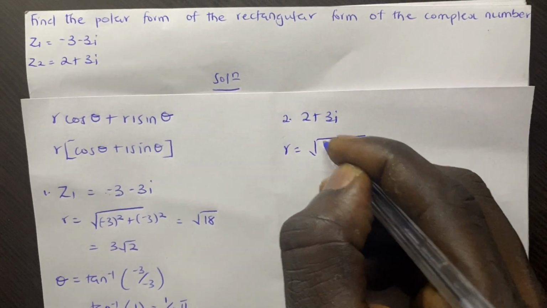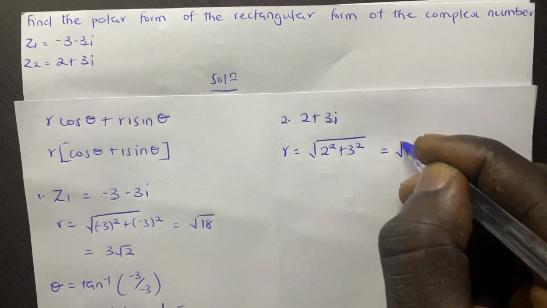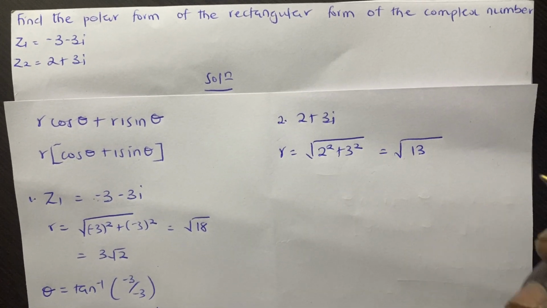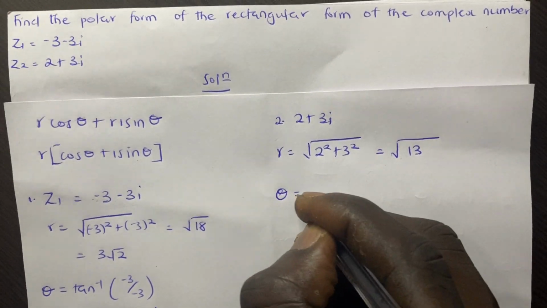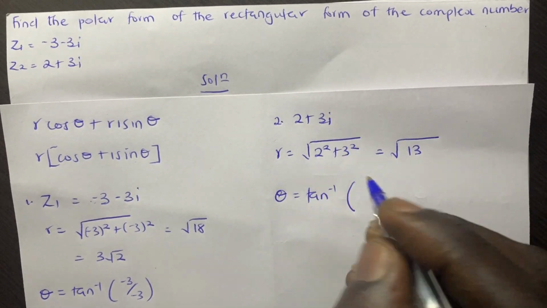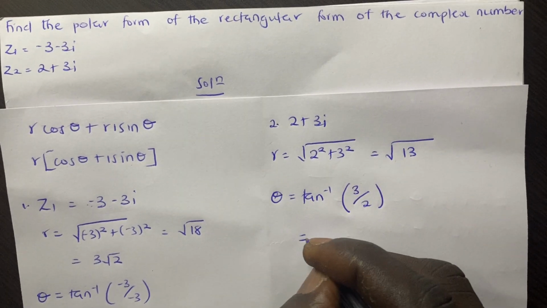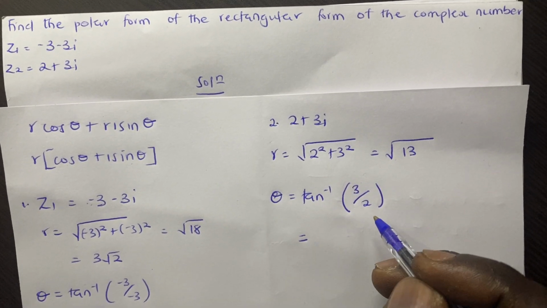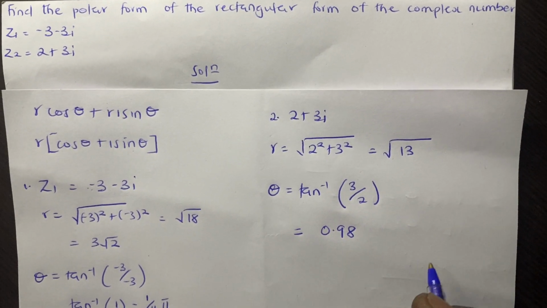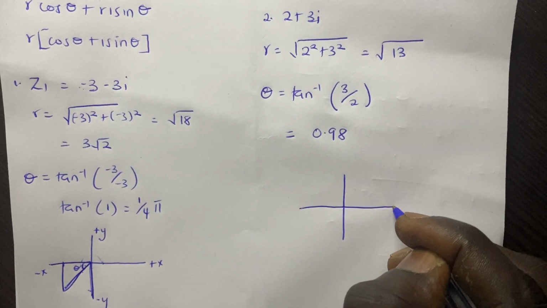So it is root of 2 squared plus 3 squared, which is going to give us root of 4 plus 9, which is root of 13, right? And then our argument, which is theta, is the tan inverse of the imaginary 3 over the real, which is 2. And when punched in the calculator, when you change your calculator to rad, it is going to give you 0.98.